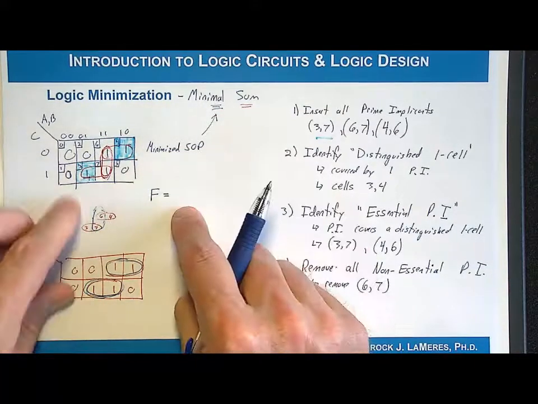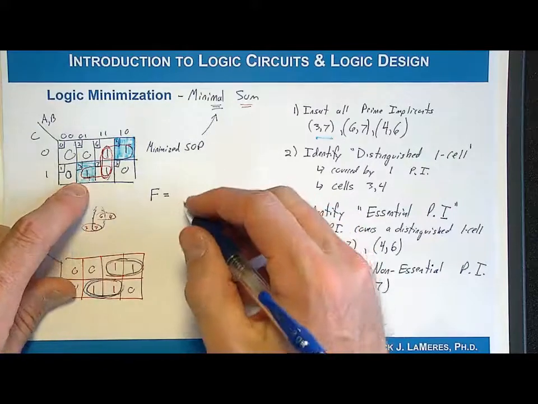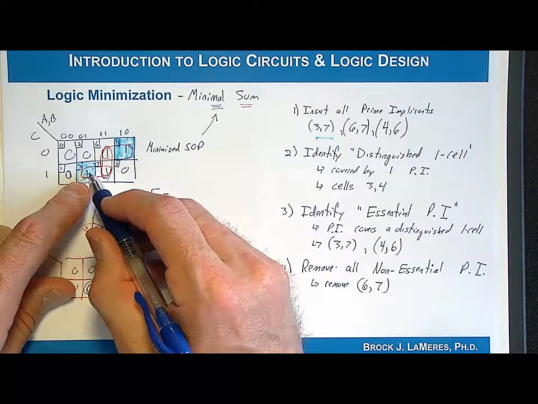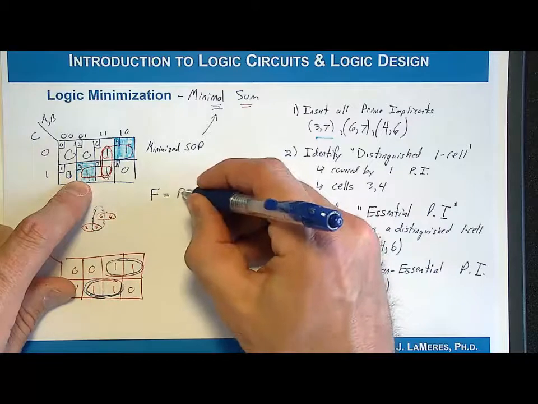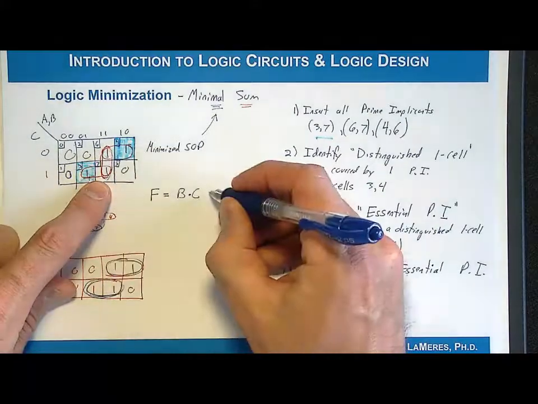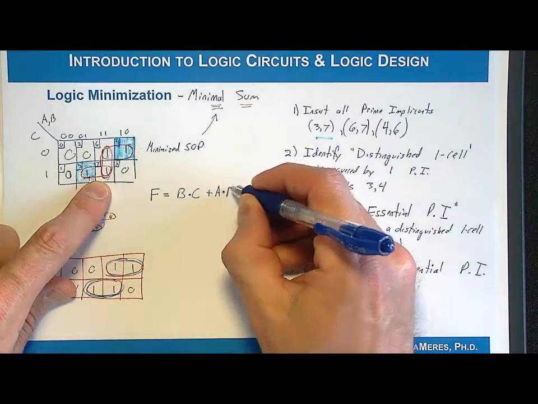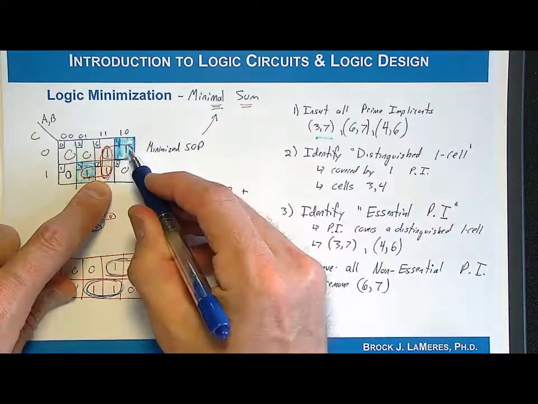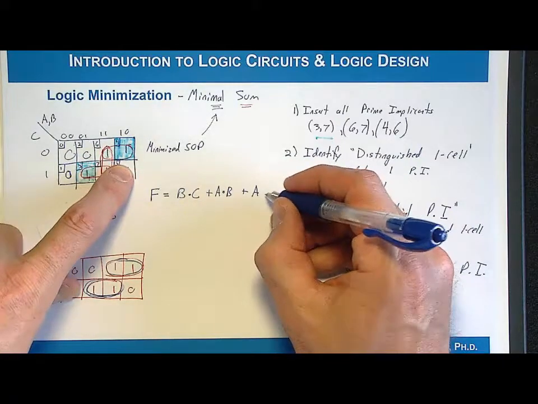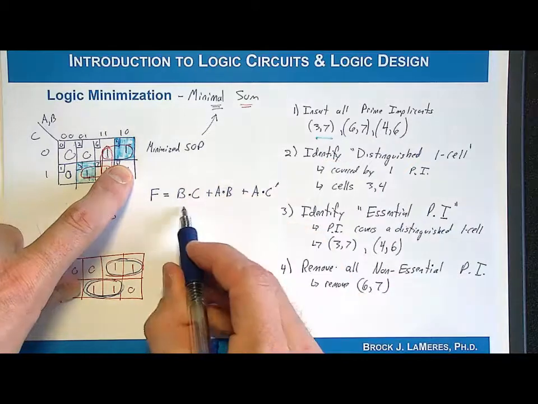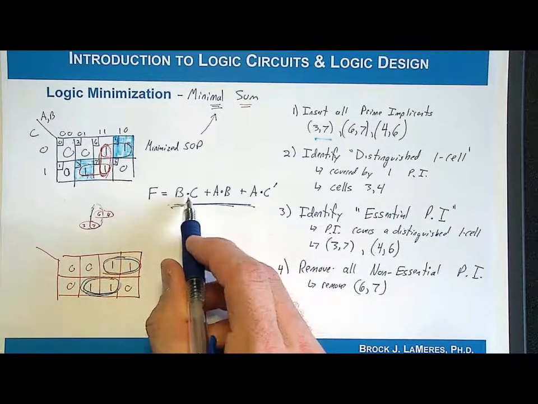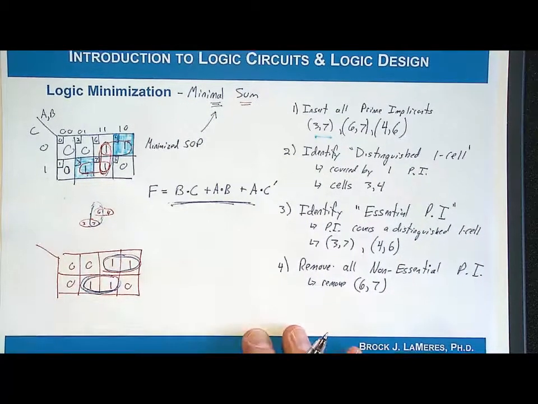F is equal to, and let's do it for this circle right here. This covers a region where A is both a 0 and a 1, so A is gone. It covers a region where B is a 1, so I'm going to include it. So it's going to be B ANDed with C. And then this one right here covers a region where A is a 1 and B is a 1. And then finally this circle right here covers a region where A is a 1, B is both a 0 and a 1, so it's excluded, and C is a 0, so I have that. So this is the minimized sum of products: B ANDed with C, ORed with A ANDed with B, ORed with A ANDed with C naught.